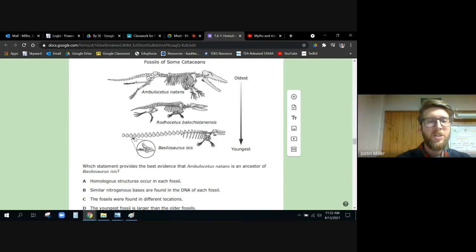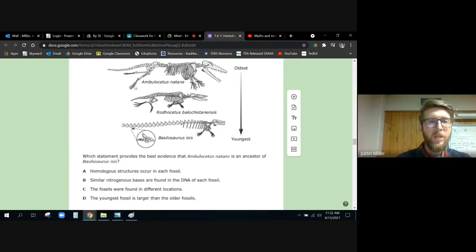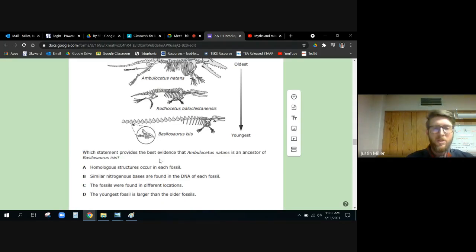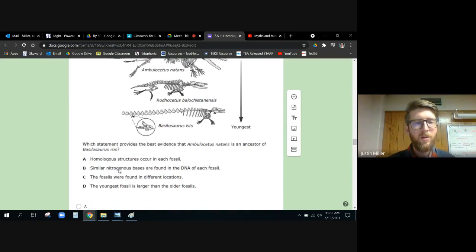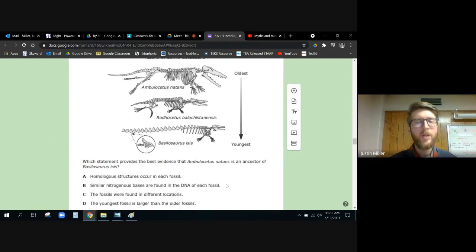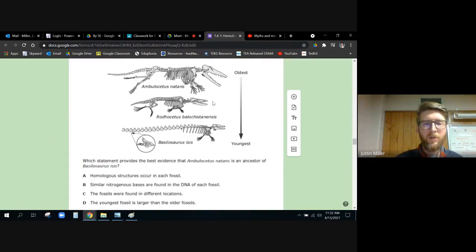So they have these vestigial legs that used to be big like this, but now they're much smaller. And if you look at the bones of the legs, they're very similar to these. They're just tiny. So what's the best evidence? Is it that homologous structures occur in each fossil? Is it that they have similar nitrogen bases, the GCATs, found in the DNA of each fossil? Is it that the fossils were found in different locations? Or is it that the youngest fossil is larger than the older fossils? Like, what's the best evidence to suggest that these two are related? Just by looking at this picture.